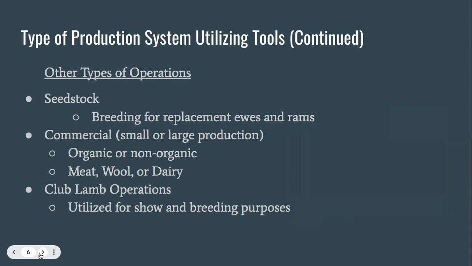Other types of operations that use this are seed stock, which is breeding for replacement ewes and rams as you either cull or get rid of your other sheep in your flock. Commercial or small or large production systems, organic or non-organic, meat, wool, or dairy systems, or club lamb operations, which is utilized for show and breeding purposes.